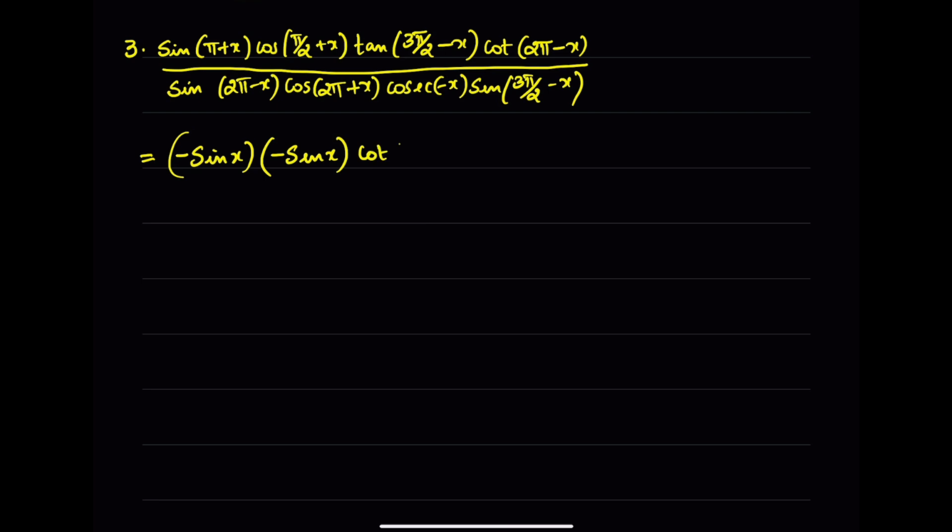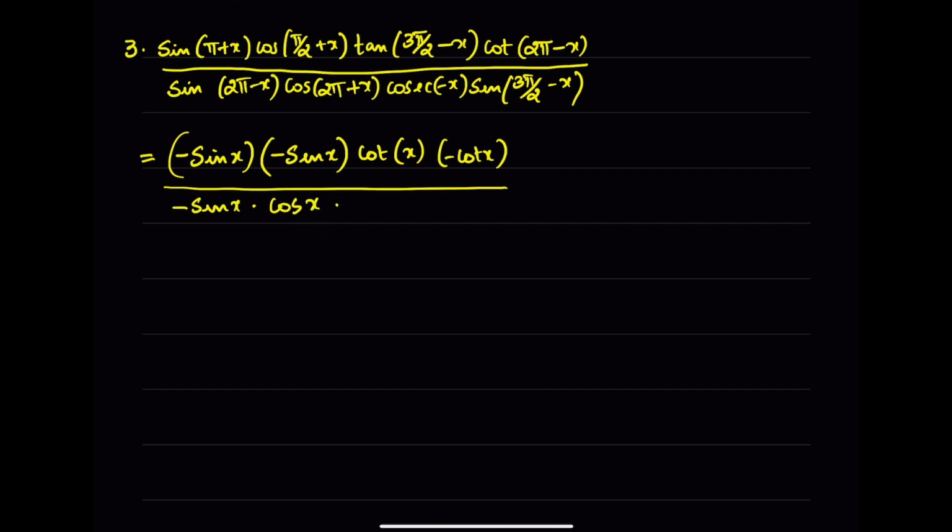So this will change to cot x, and cot of 2 pi minus x. This is the fourth quadrant, and here cot and tan are negative. So this will be minus cot x. Now let's check the denominator. So denominator is sine of 2 pi minus x. So this is the fourth quadrant. So in fourth quadrant, sine is negative. So this will change to minus sine of x times cos of 2 pi plus x. It's the first quadrant. Everything is positive in first quadrant. So this will be cos x.